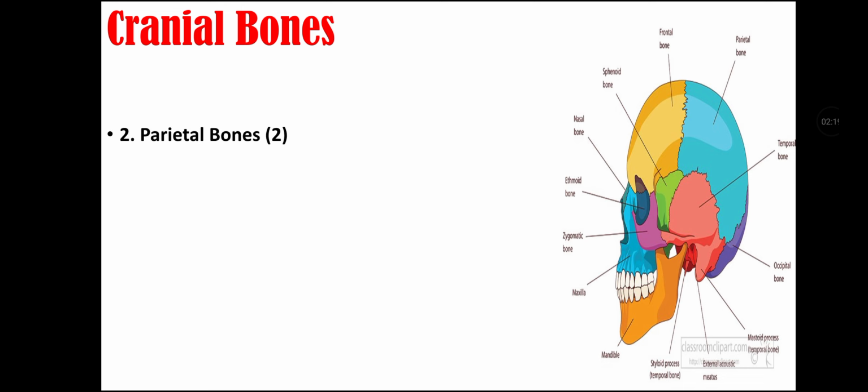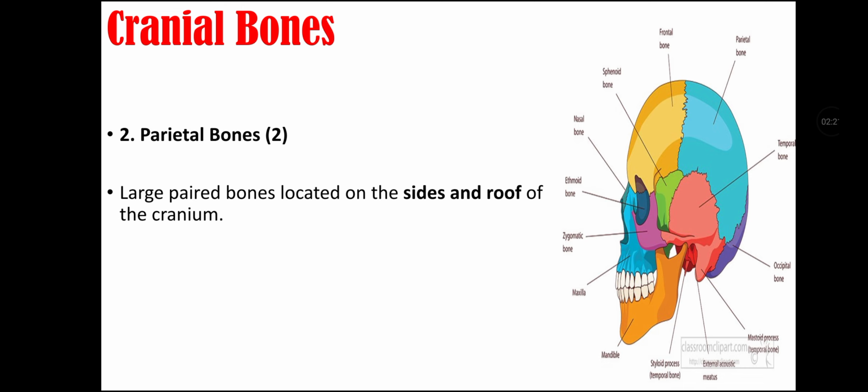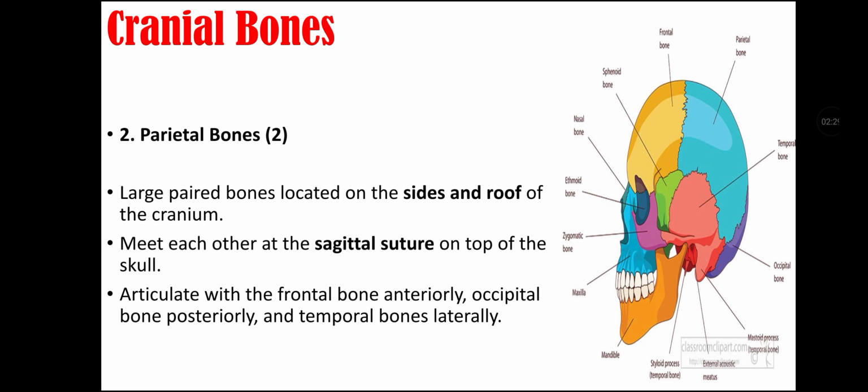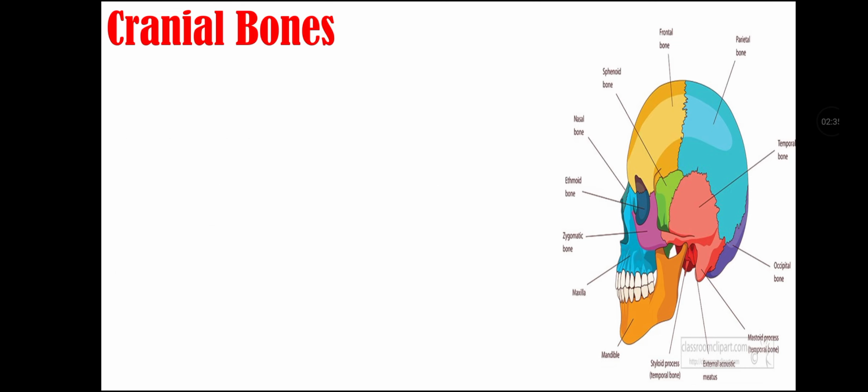Next cranial bone we have is the parietal bone. That is a large bare bone located on the sides and roof of cranium. They meet each other at the sagittal suture on the top of skull. They articulate with the frontal bone anteriorly, occipital bone posteriorly, and temporal bone laterally.